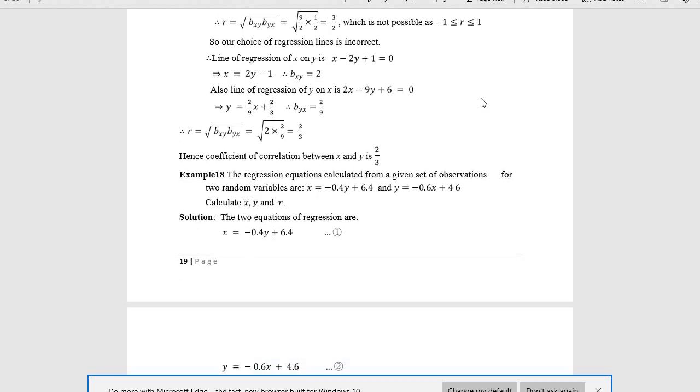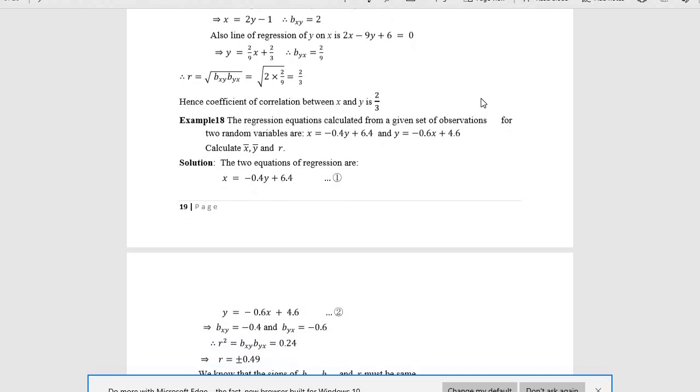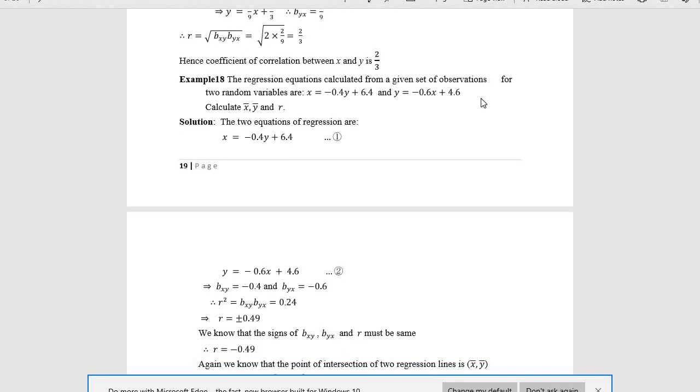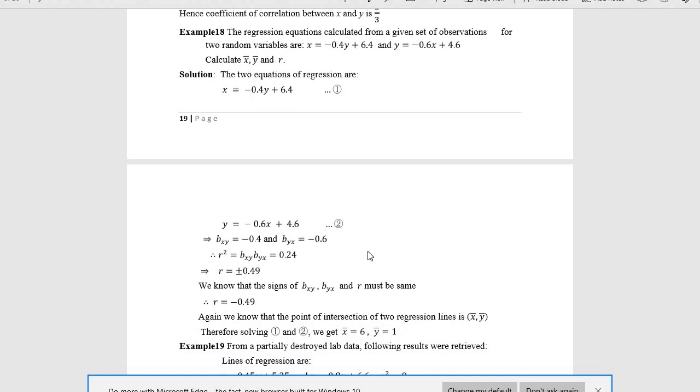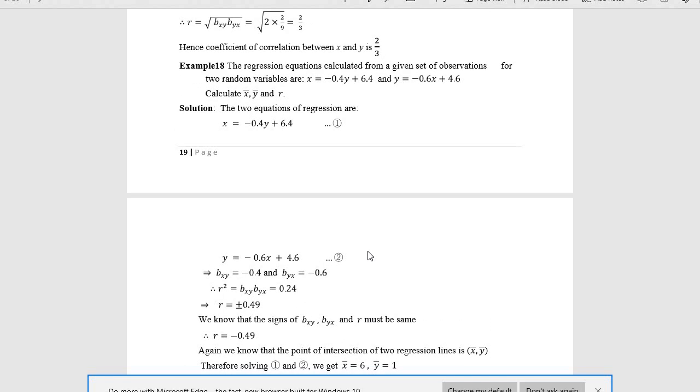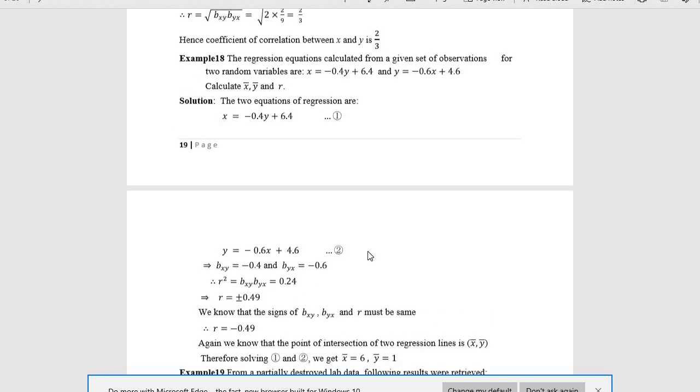Similarly, the regression equations are calculated from a given set of observations. This problem is important. Most of the time, this type of example asks: given the regression equations, x is equal to minus 0.4y and so on, calculate x bar and y bar. What are x bar and y bar? They are the mean values of the x series and y series. There is a principle that the regression lines always pass through the mean values of x and y. That means the intersection point is nothing but x bar comma y bar. So if I want x bar and y bar, just solve these two equations. You calculate b_xy, b_yx and the r value, as asked in the question.